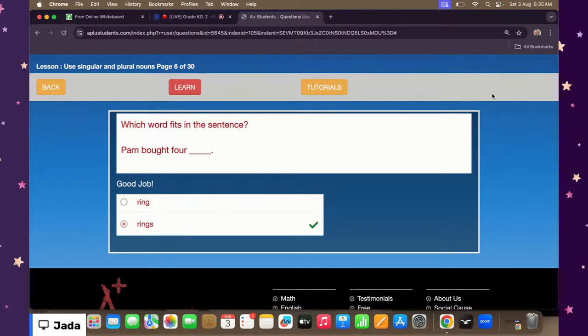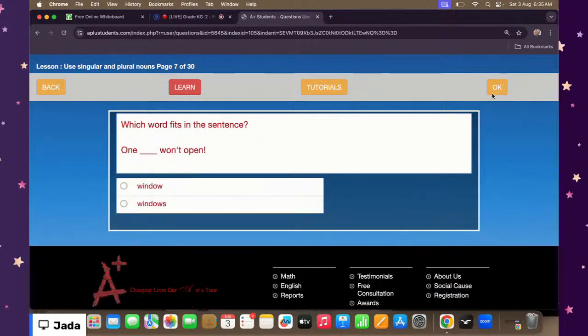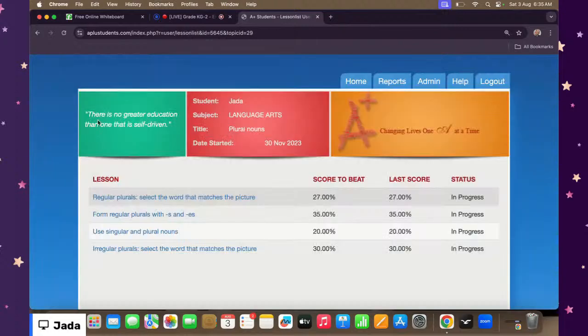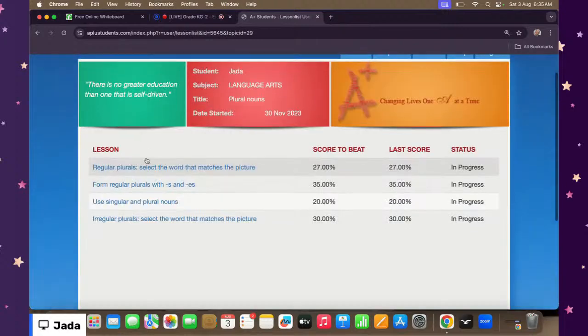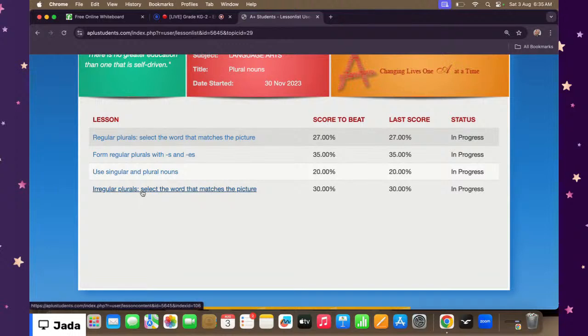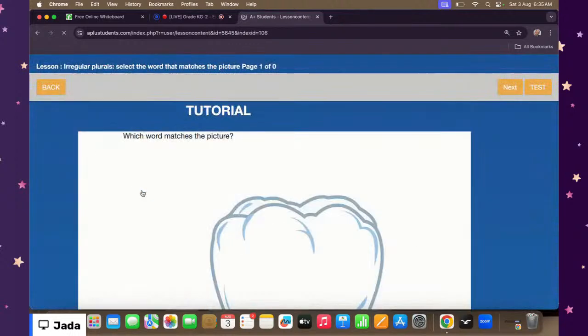So that's it for this particular lesson. Try to complete this if you haven't done this yet. Make sure that you all complete this if you haven't done it yet. We'll move on to the last lesson, which is irregular plural. Select the word that matches the picture.